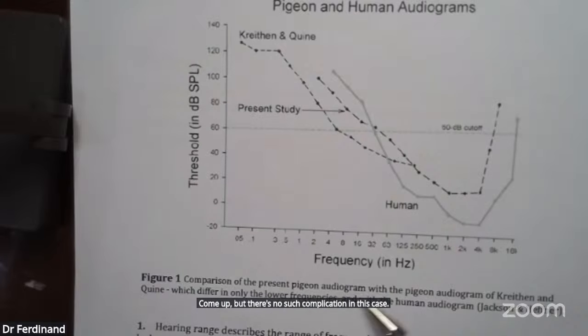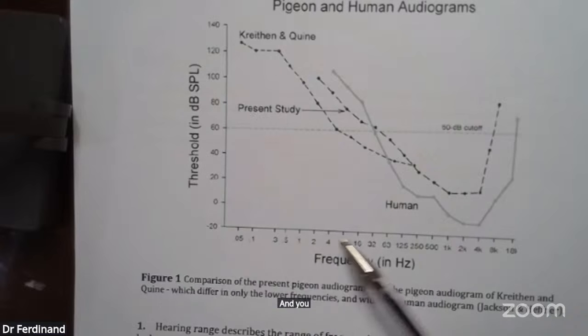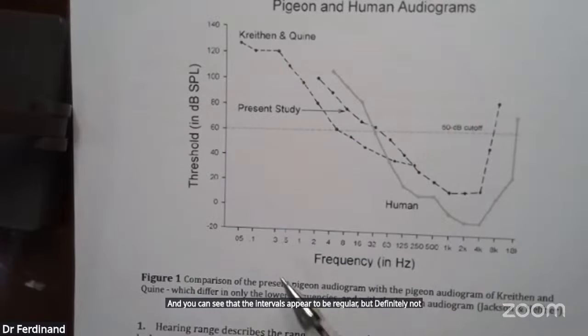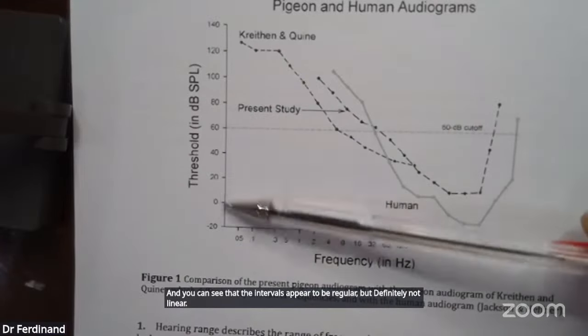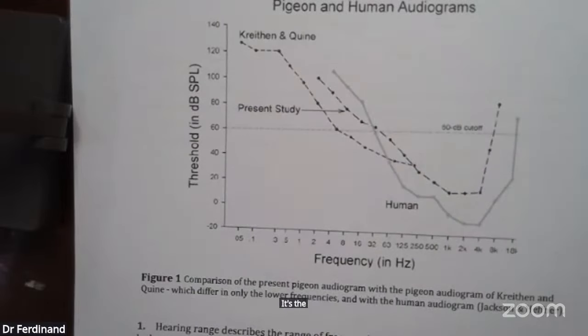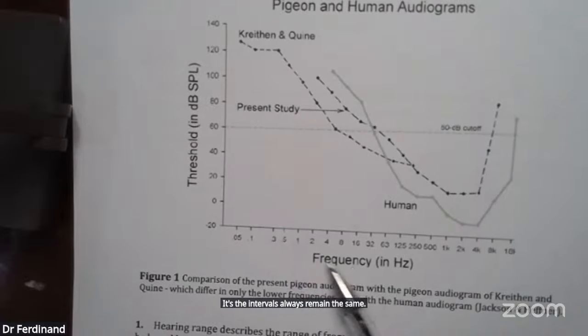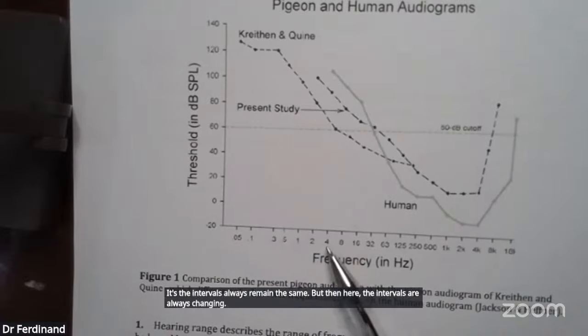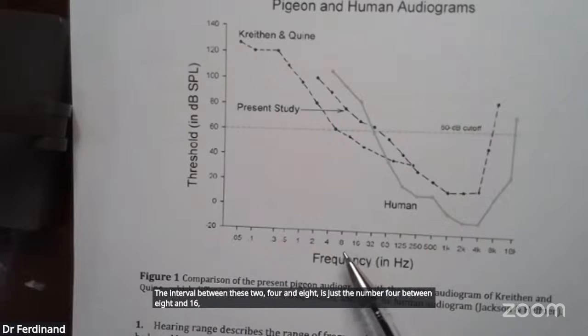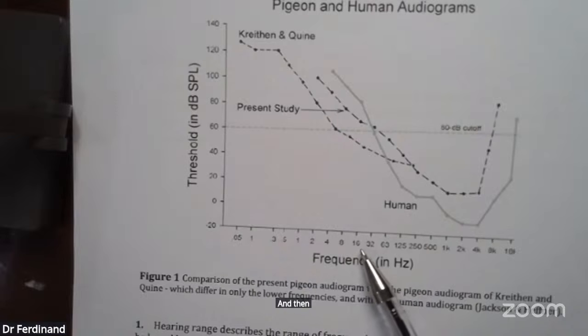And then we have the frequency in hertz, and you can see that the intervals appear to be regular, but definitely not linear, because the difference between each one of these intervals is always 20. The intervals always remain the same. But then here, the intervals are always changing. The interval between these two, 4 and 8, is just the number 4. Between 8 and 16, it's double that. It's 8. And then between 16 and 32, it's 16.